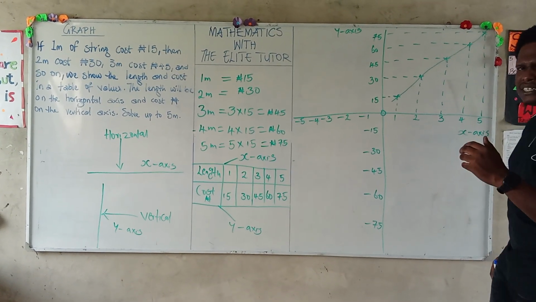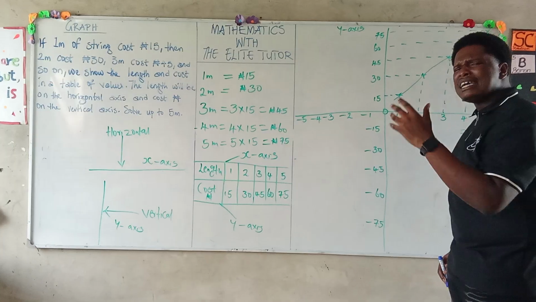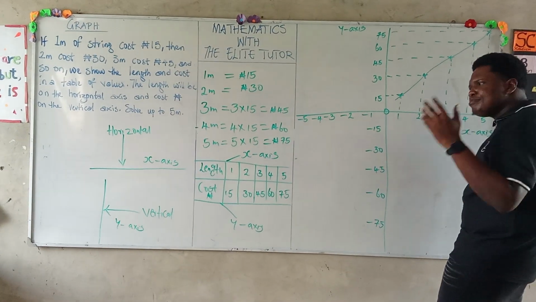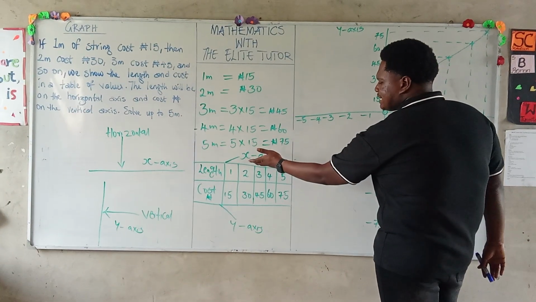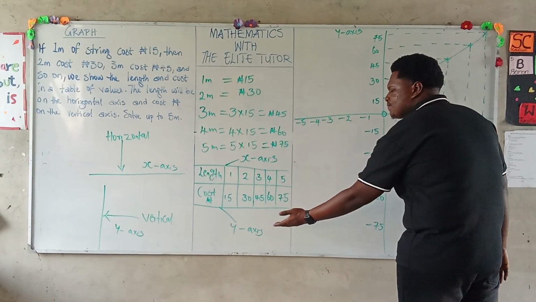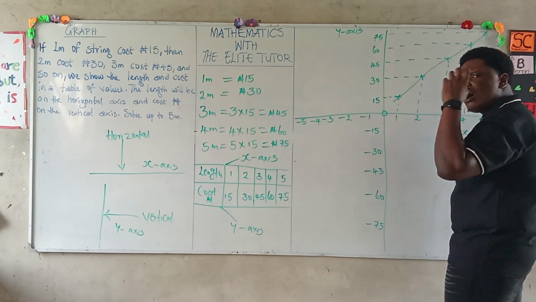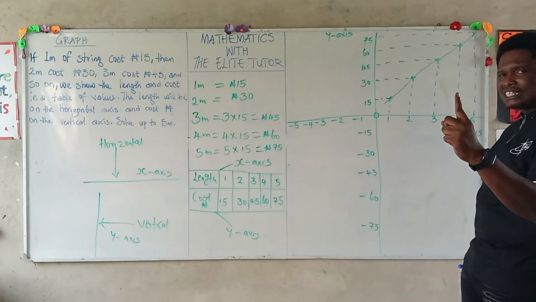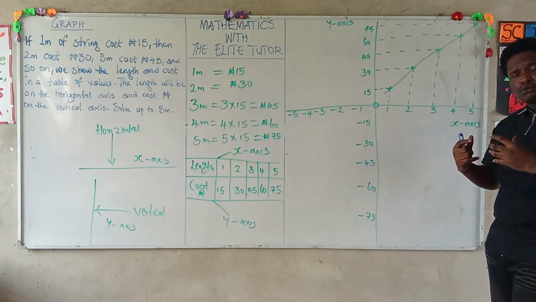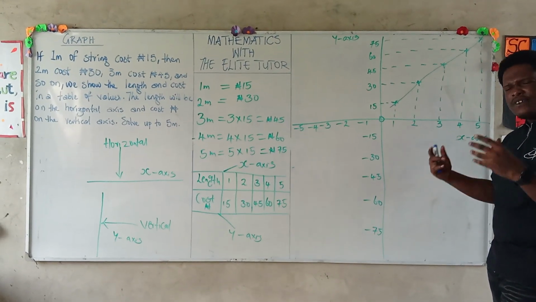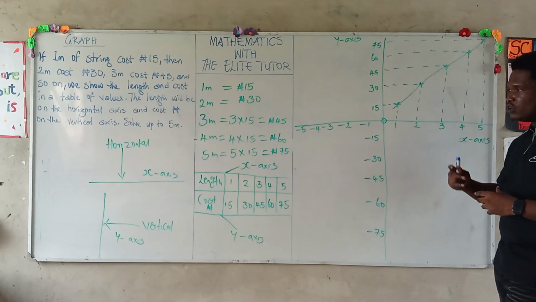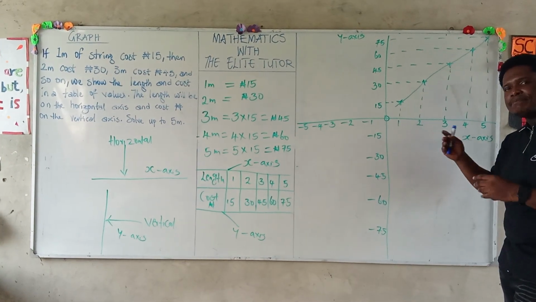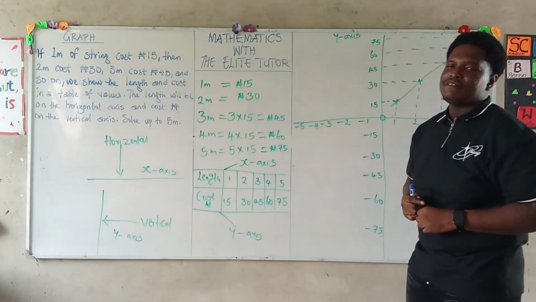Now, someone will ask, the elite tutor, why is it that we didn't make use of our negative side? Because the values for our x-axis and the values for our y-axis are positive. We don't have any negative value. But it is very important that you understand this, because there are times when you'll be given graph questions involving negative and even positive values, and you are going to plot them with the same pattern. We've come to the end of this video.